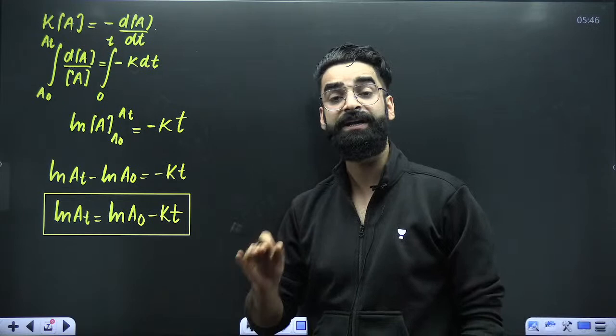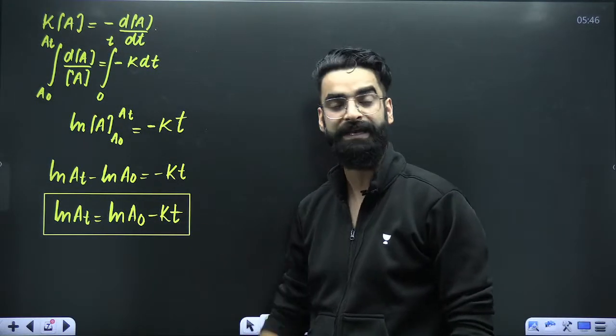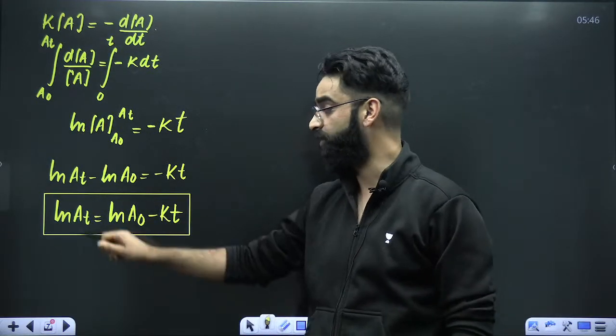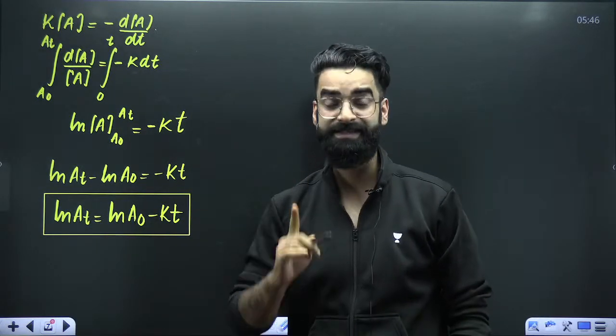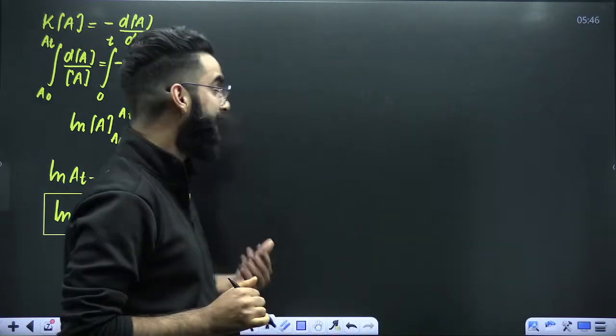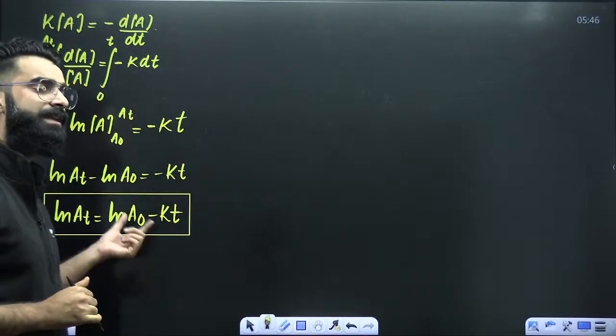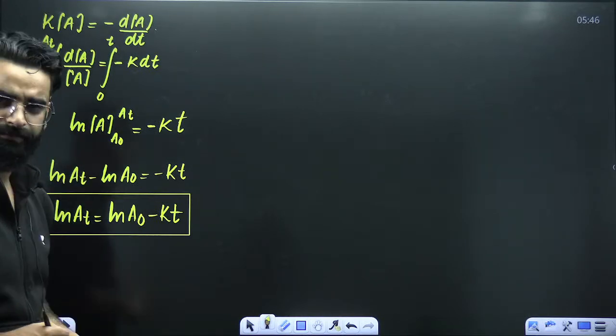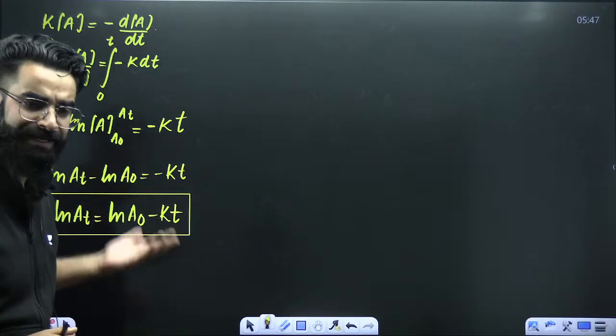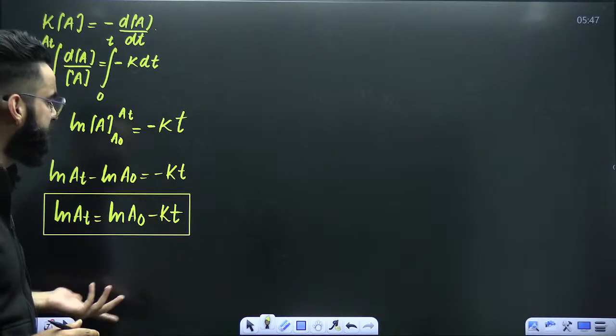In a zero order reaction, it used to be At is equal to A0 minus kt. And here in the first order reaction, it's going to be ln of At is equal to ln of A0 minus kt. Correct? This is the first expression. Well, you can write the integrated rate equation in different formats as well. This is one of the formats. What about the other formats?